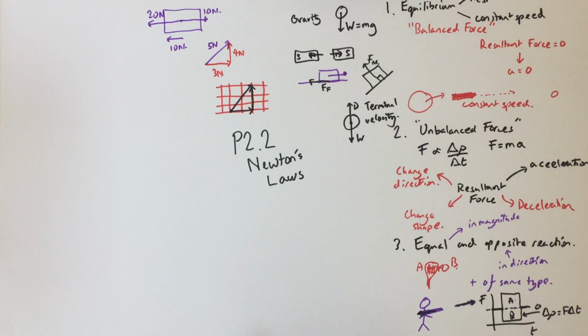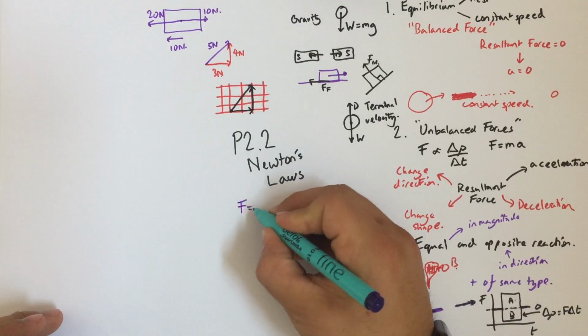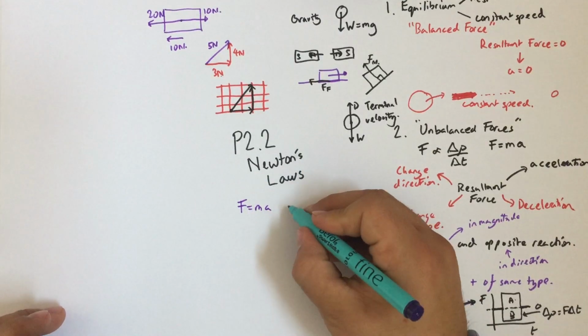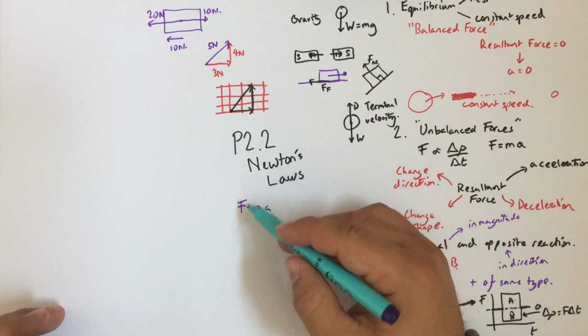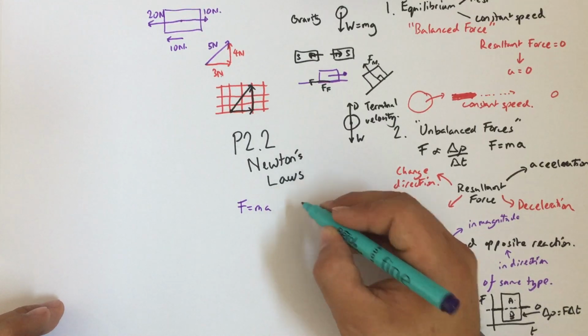So, linking to Newton's second law for a second, let's have a look at some of the equations that we could be asked to apply now. In this particular section, we've already mentioned F equals ma. So force is mass times acceleration, with force in newtons, mass in kilograms, and acceleration in meters per second squared.